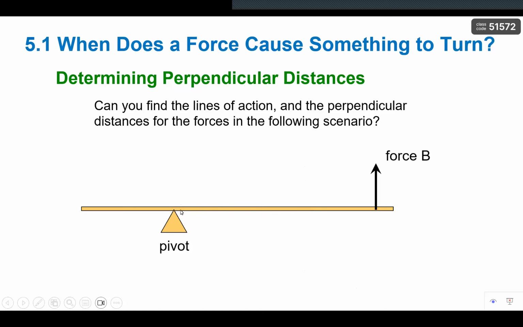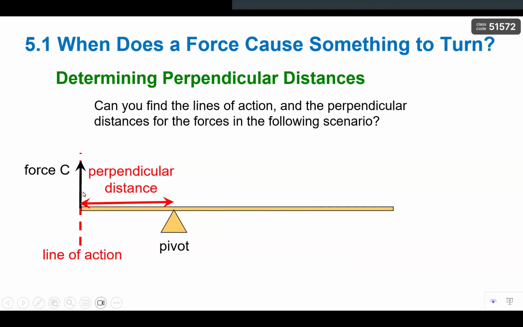And if I have my force B over here, then my line of action of my force will be here, okay? And my perpendicular distance will again be 90 degrees to my force. So my perpendicular distance is in this direction, to the pivot. And if I have force C over here, then this will be my line of action, and this will be my perpendicular distance. Again, it is 90 degrees to the force, okay?